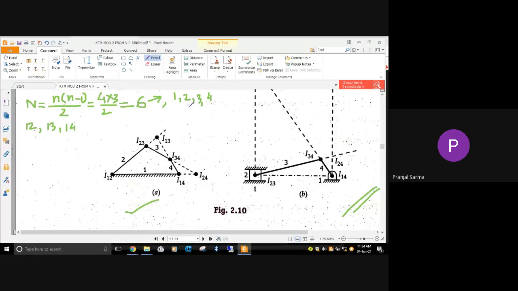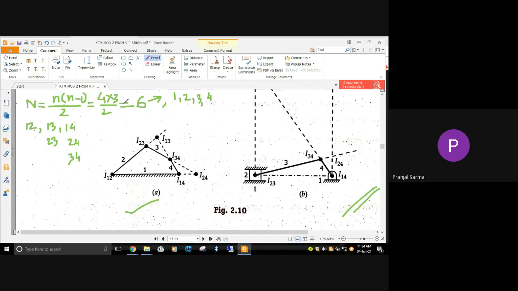Similarly, between link 2 and 3 it is I23, link 2 and 4 it is I24, and so on. Between 1 and 2 it is I12, then I13, I14, I23, then I24, and between 3 and 4 it is I34. Okay, so how many instantaneous centers have we obtained?